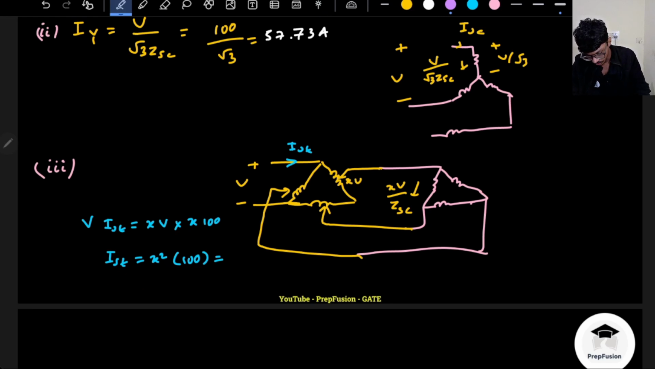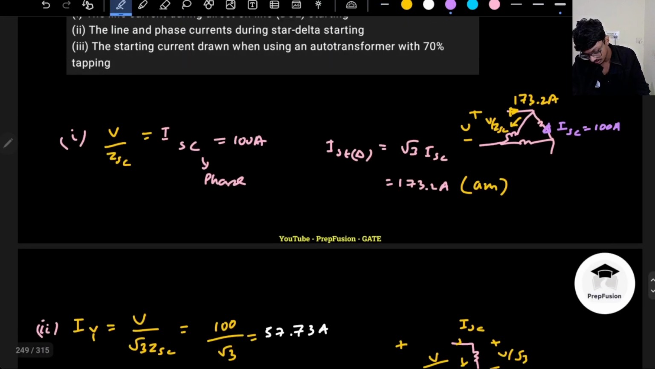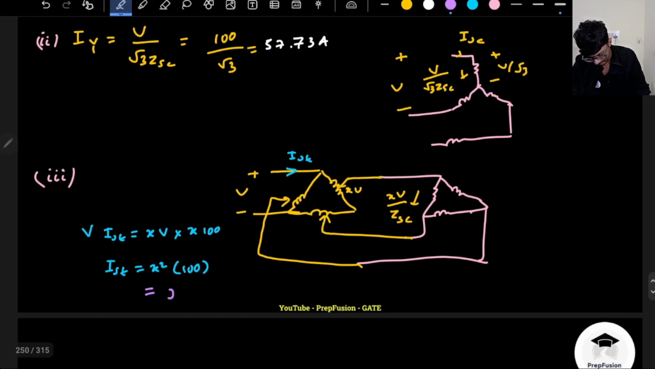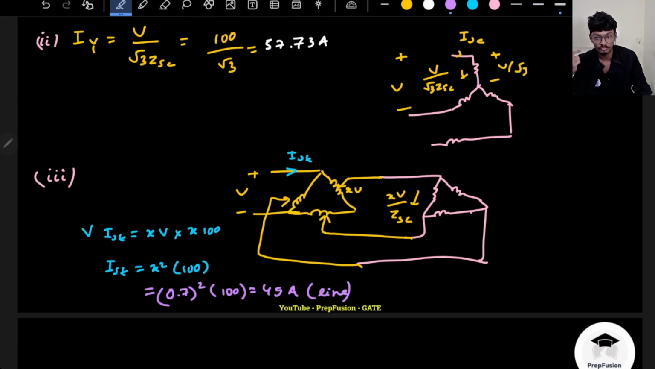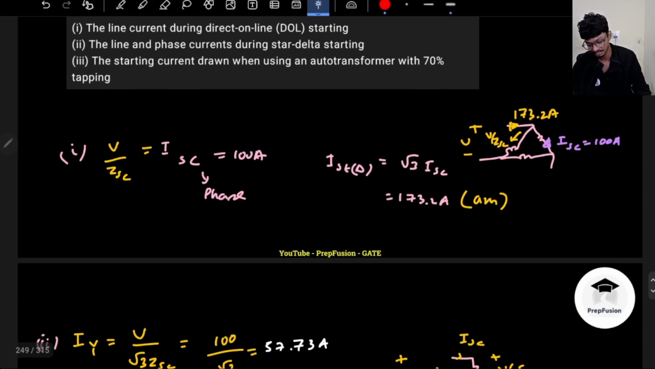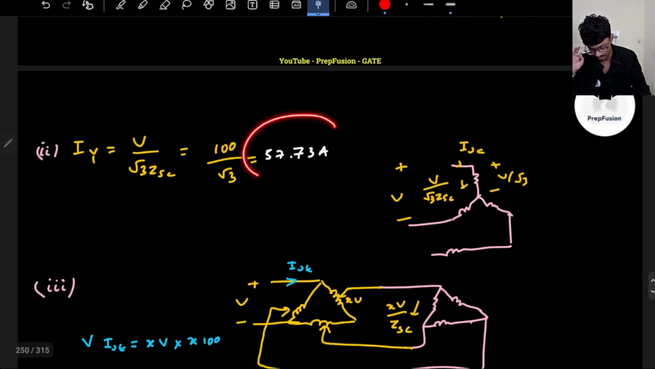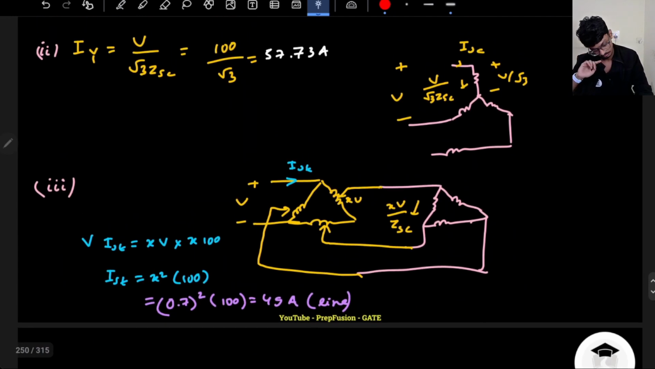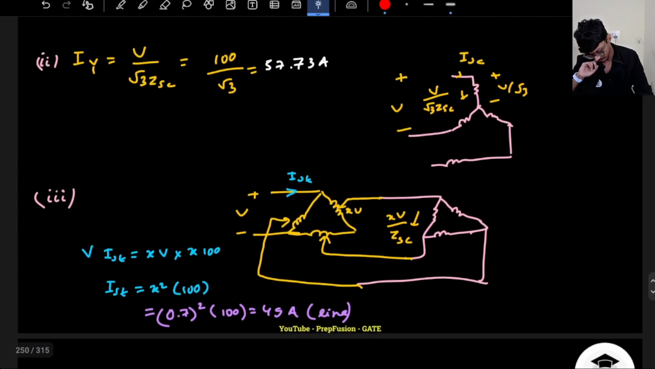Now I know the tapping. Tapping is 70%, that is 0.7. So 0.7 whole square into 100 will be 49 amperes. The starting line current has now reduced to 49 amperes, even further. Previously in star delta it was reduced to 57.73. Now it has reduced to 49 amperes. Am I correct here?